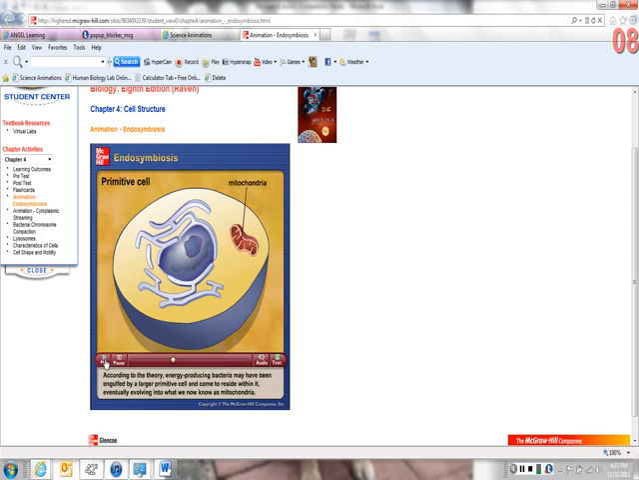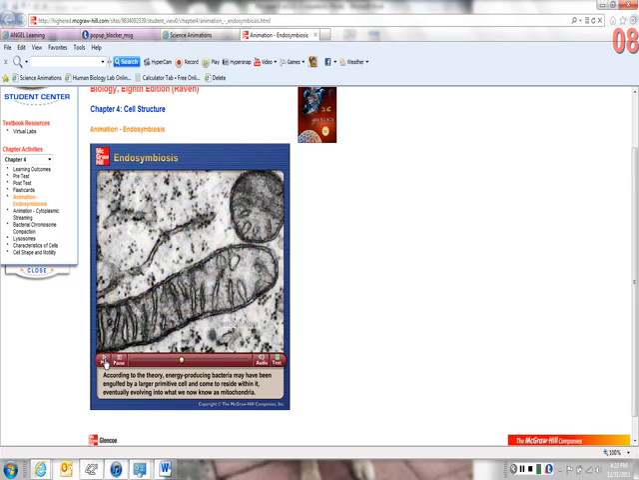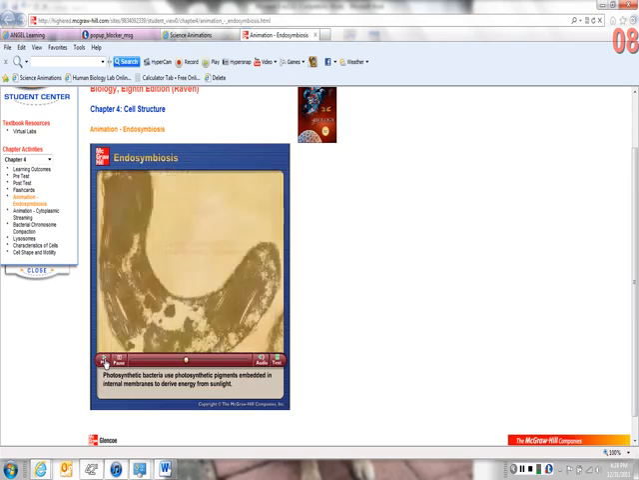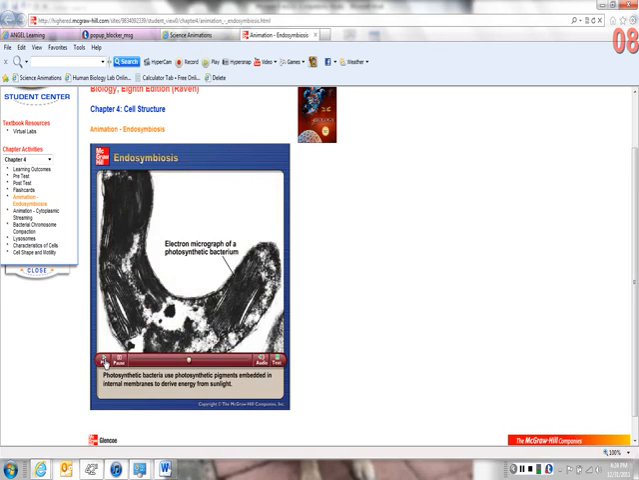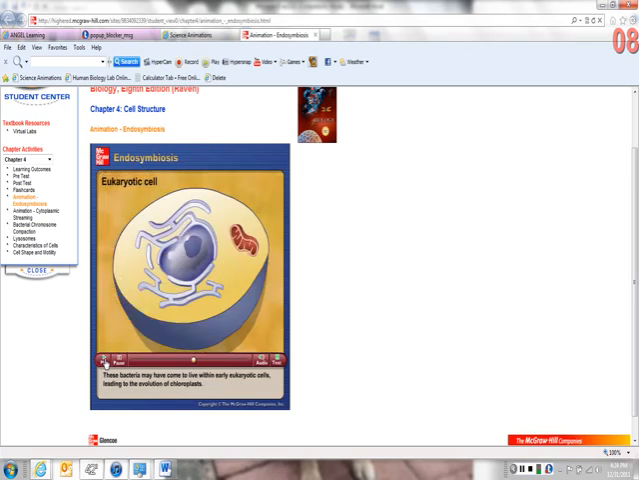According to the theory, energy-producing bacteria may have been engulfed by a larger primitive cell and come to reside within it, eventually evolving into what we now know as mitochondria. Photosynthetic bacteria use photosynthetic pigments embedded in internal membranes to derive energy from sunlight. These bacteria may have come to live within early eukaryotic cells, leading to the evolution of chloroplasts. Several facts provide evidence for the endosymbiotic hypothesis.